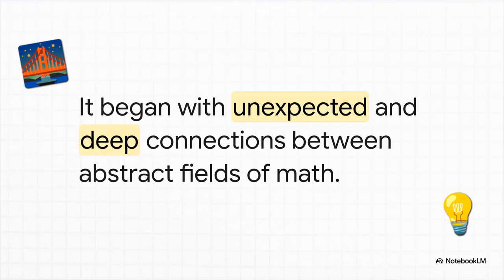Then, back in the early 2000s, Voevodsky found something astonishing. He found a hidden bridge between two fields that felt like they were on different planets. On one side, you've got homotopy theory, which is all about the study of shapes and spaces. And on the other, type theory, this super logical system, the kind of stuff that powers computer code. They couldn't seem more different. But Voevodsky found these unexpected and deep connections that tied them together.